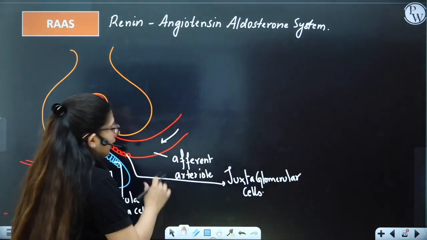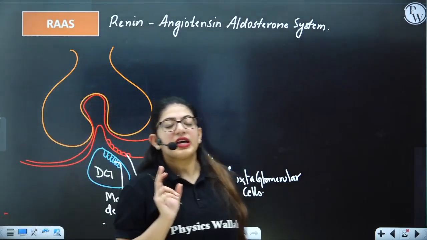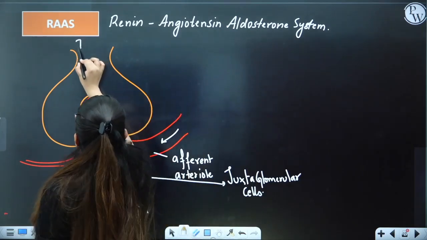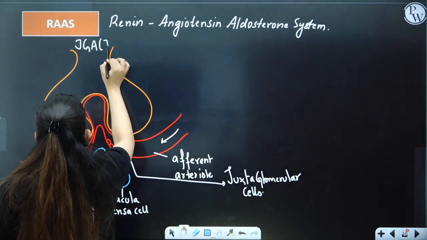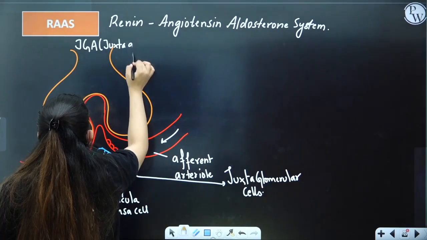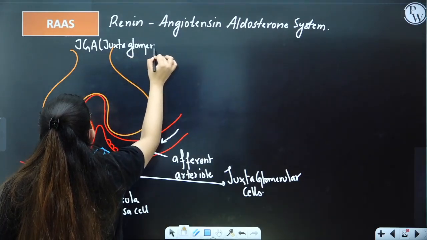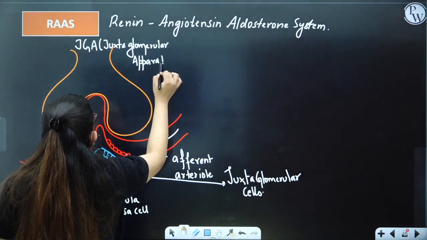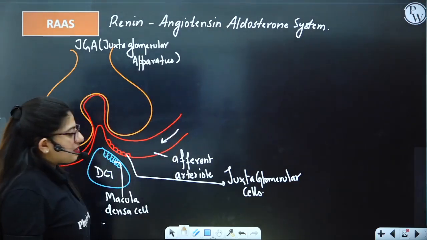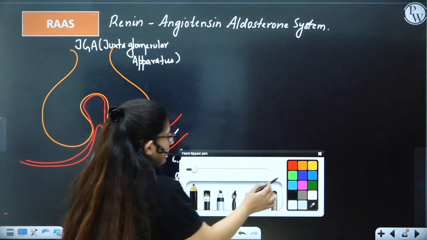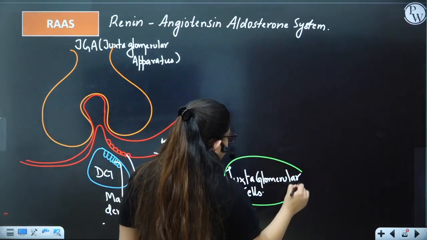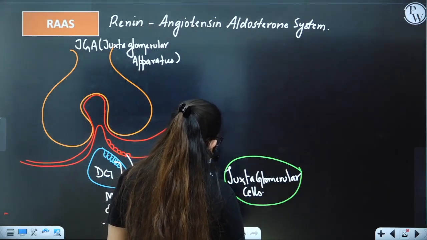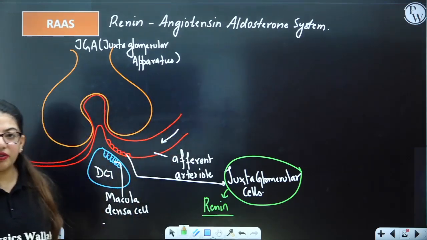And hence this entire apparatus is known as the juxtaglomerular apparatus. So these juxtaglomerular cells secrete renin. What do they secrete? They secrete renin, R-E-N-I-N. Alright, I hope that's pretty clear to everyone.